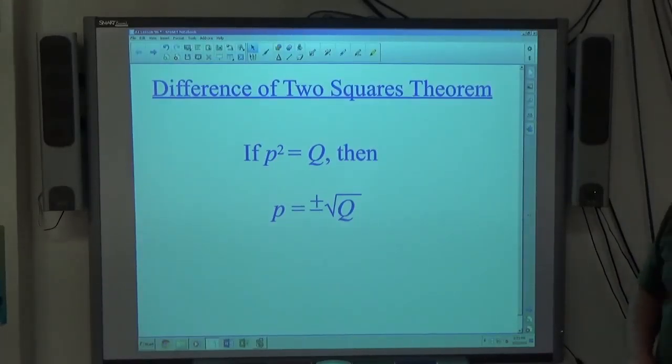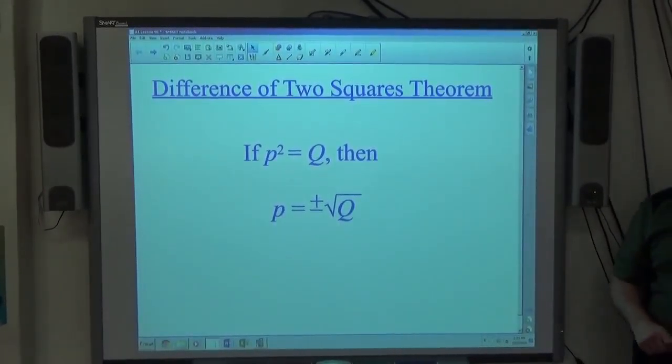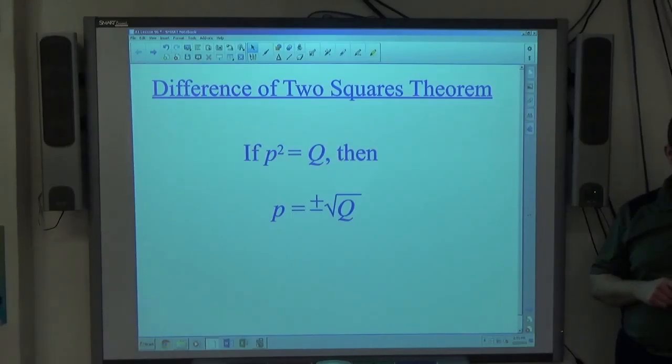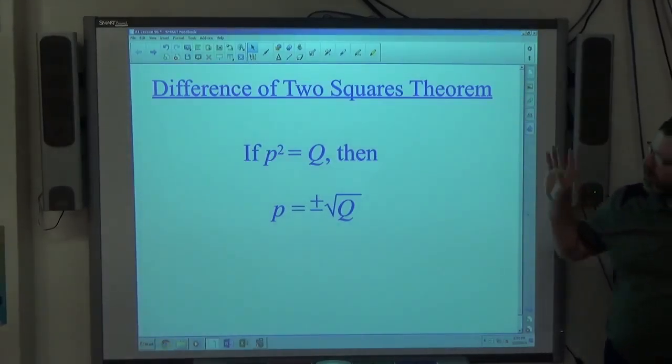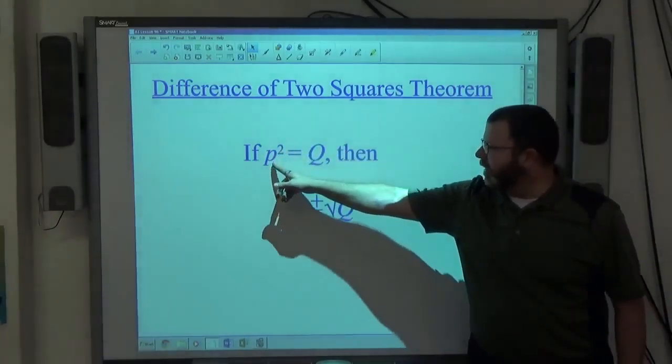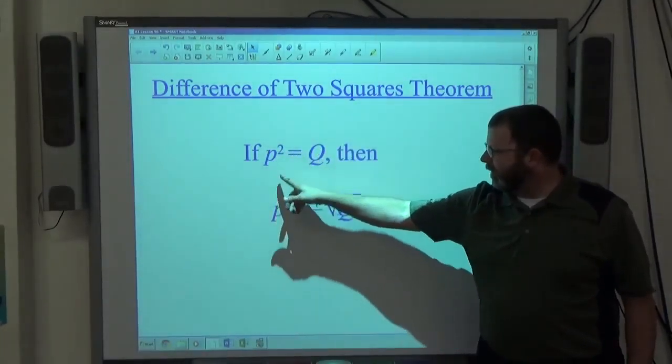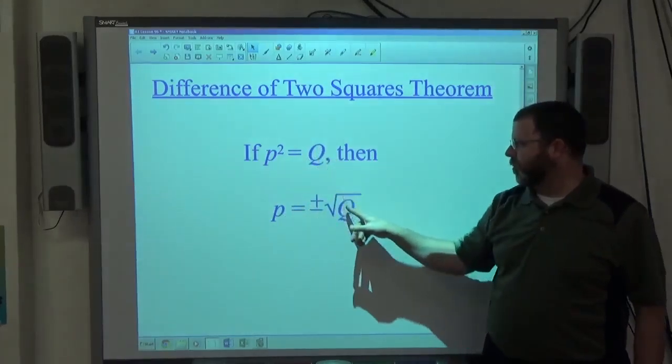Squares theorem is going to be our way of solving the problems on lesson 96. I'm going to do all three problems at once because they're short and sweet and easy to do. The difference of two squares theorem specifically states if anything squared equals a number, then the square root of this equals the plus or minus square root of that.